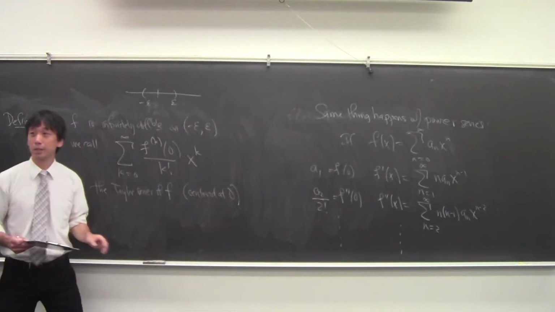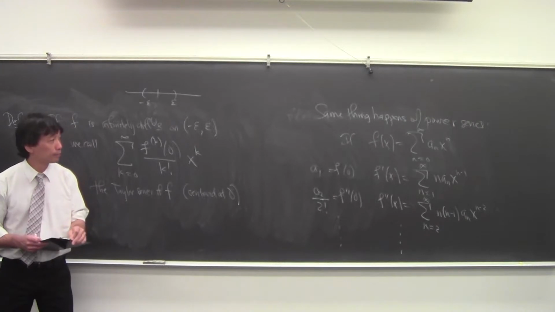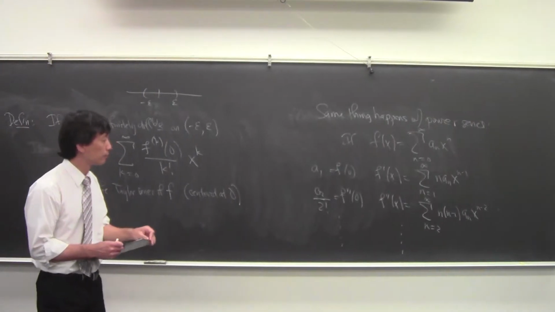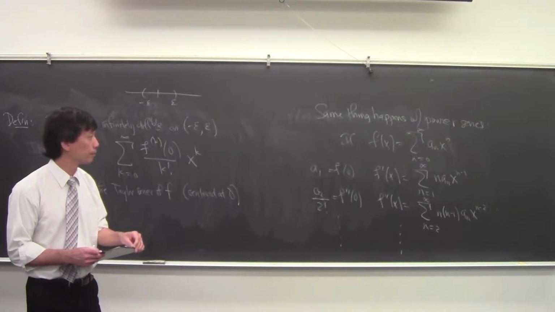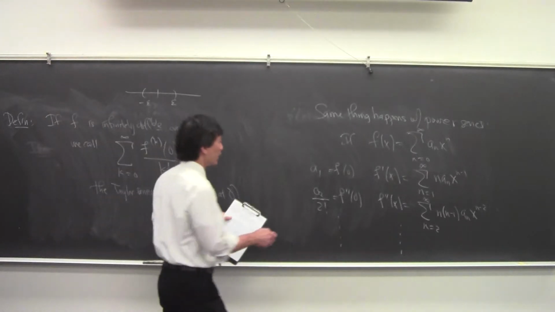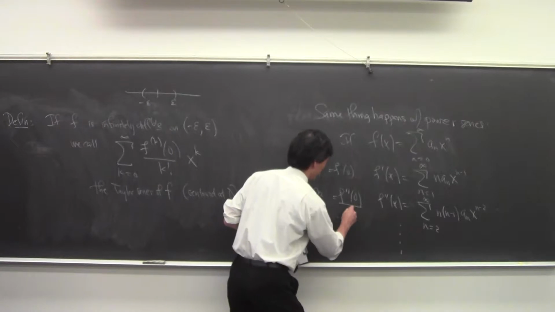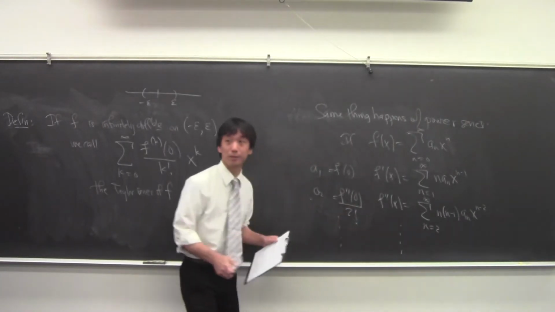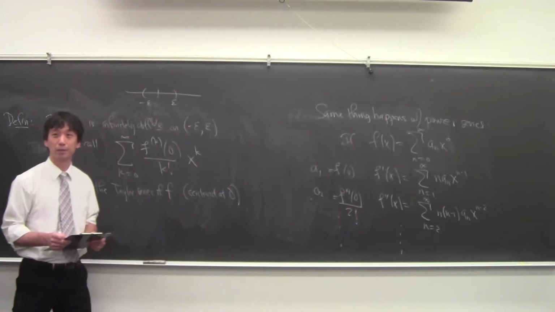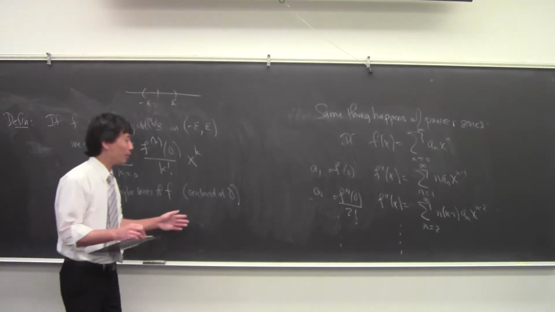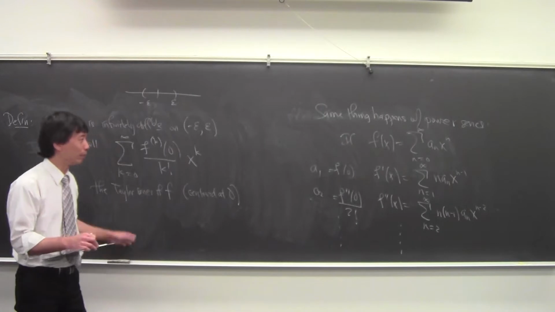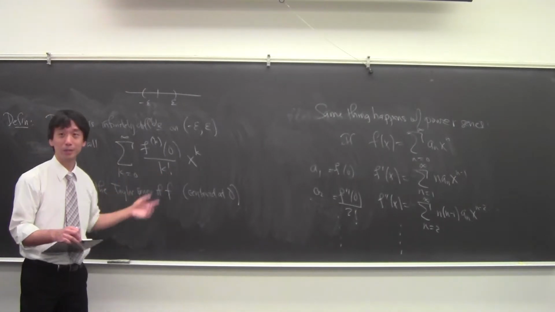Okay, yes, Anna. Is a2 divided by 2 equal to the second derivative? Shouldn't it be a2 equal? Oh, I'm sorry. Yes, thank you. Thanks. Yes, Kara. Why is it 2 factorial and not just... Oh, is that... It's the same thing. It's the same thing, but we write it that way just for convenience.